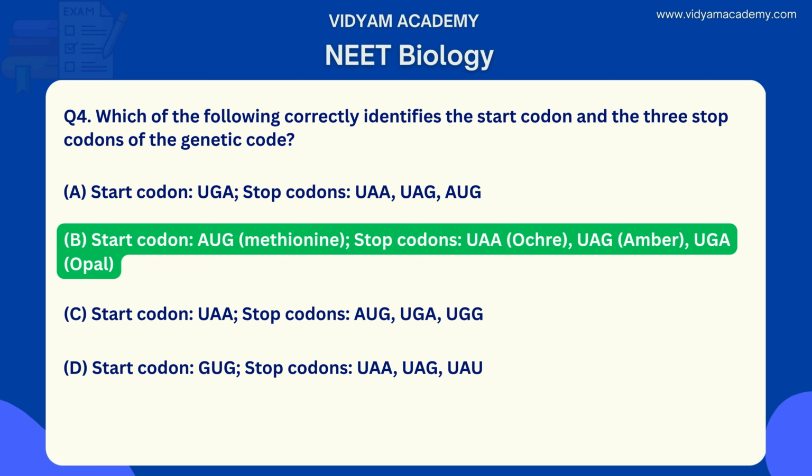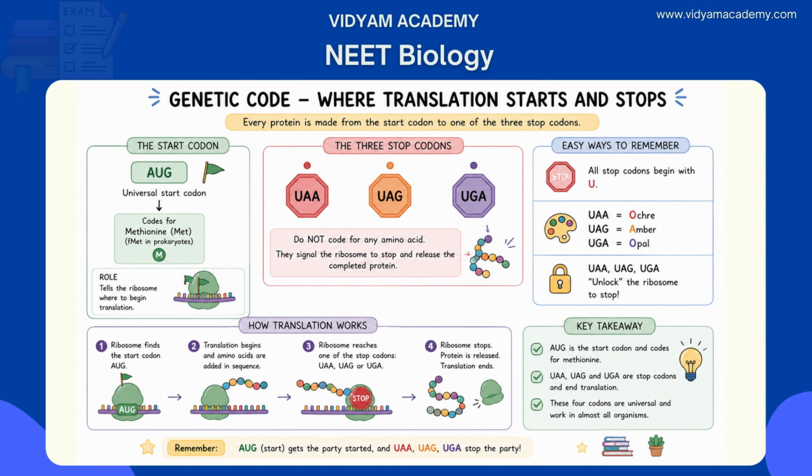Option B is the right answer. Let's see why and how. AUG is the universal start codon. It initiates translation in virtually all organisms and codes for methionine. In prokaryotes, the initiator methionine is formylated.